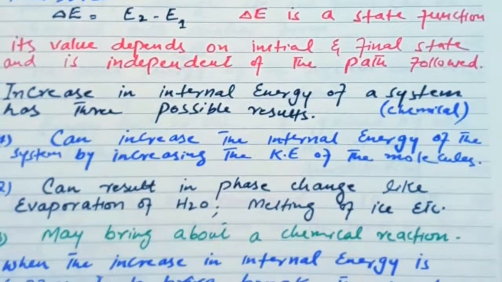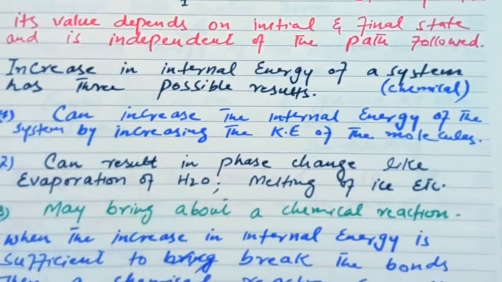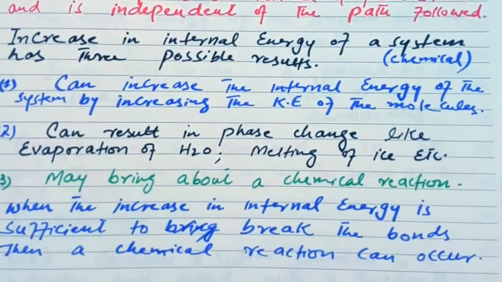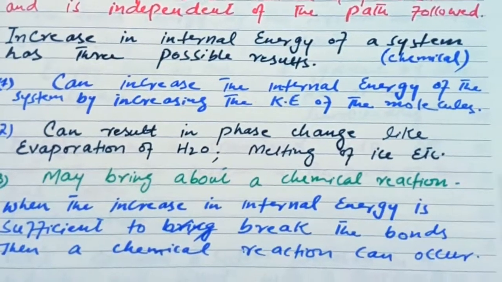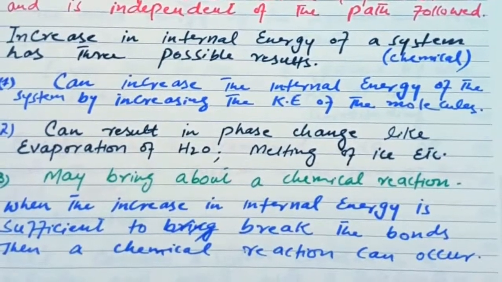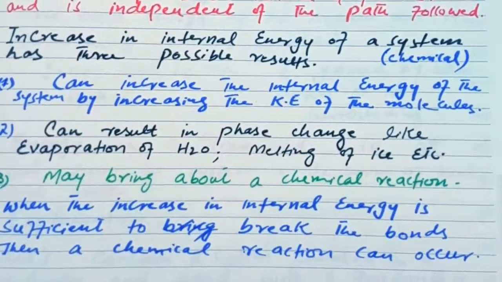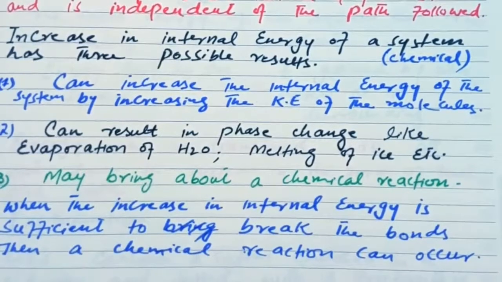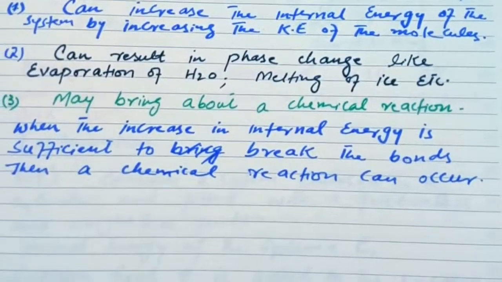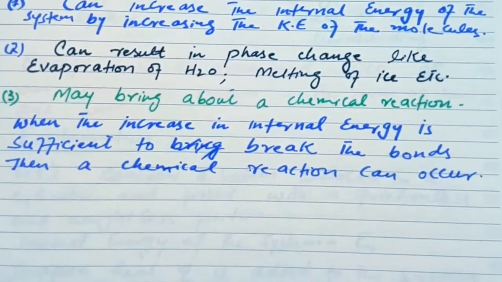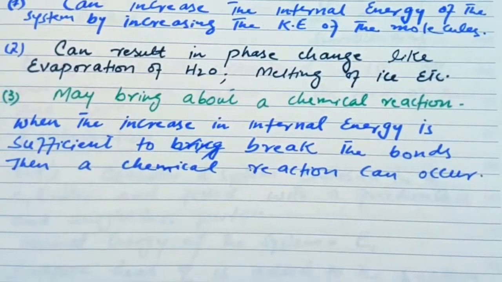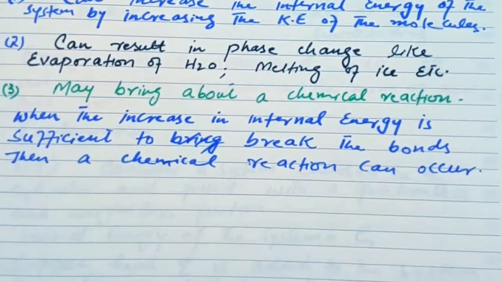The increase in internal energy of a system has three possible results. It can increase the internal energy of the system by increasing the kinetic energy of the molecules. It can result in a phase change, like evaporation of water or melting of ice. It may bring about a chemical reaction. When the increase in internal energy is sufficient to break the bonds, then a chemical reaction can occur.